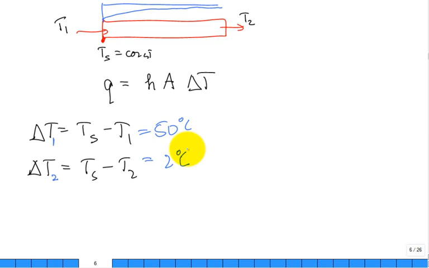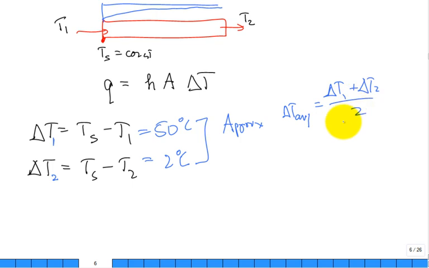Well, the first good approximation, and most students will do this without knowing anything about the log mean, they'd say, I'm going to take the 50, I'm going to add the 2, and I'm going to take the average. Wouldn't that be like 26? An okay approximation would be delta T average is equal to delta T1 plus delta T2 divided by 2. And often it'll get you in the ballpark and it's not that bad. But the better is the log mean temperature difference.